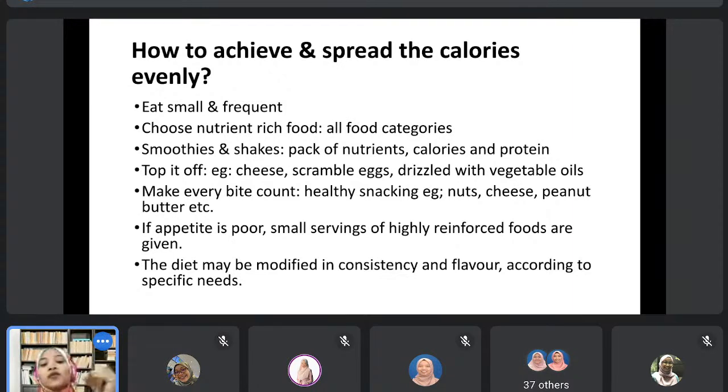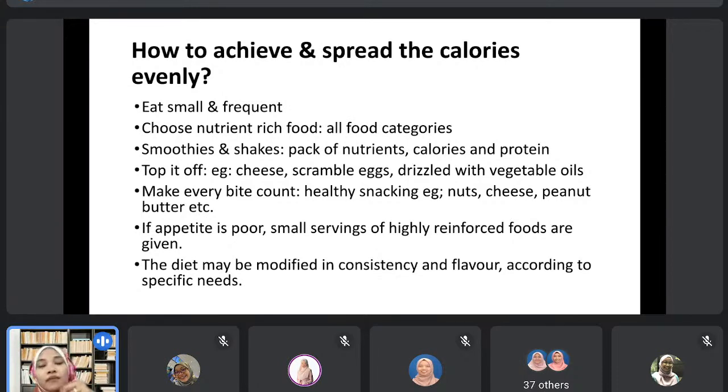So again, perlu ada eat small and frequent. So you cannot just buat 3 main meals to provide all 3,000 calories. Memang tak terlarat untuk seseorang individu, especially the patient, to consume all of the meals that are provided for them. And then to choose nutrient-rich food, which covers from all food categories, to provide smoothies and shakes, which is packed of nutrients, calories and protein, and then top it off with cheese, scrambled eggs, drizzle with vegetable oils ataupun MCT oils. Okay, and you need to make every bite counts.